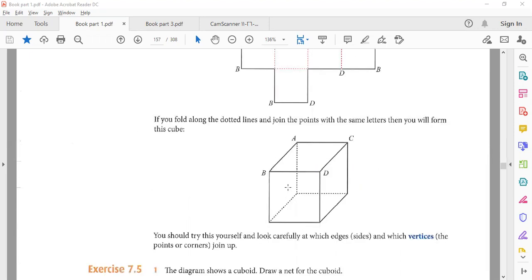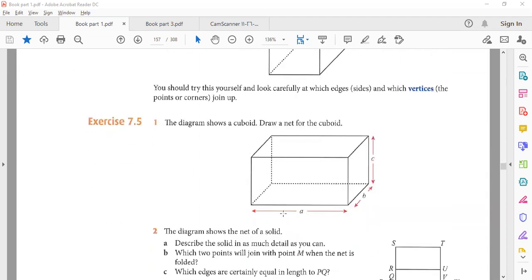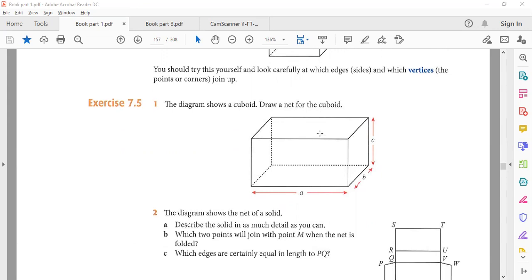Same like that, we need to talk about the cuboid. The same thing happens with the cuboid. Here we have a first example. The diagram shows a cuboid. Draw a net of the cuboid. This is your task. You just try to draw the shapes.